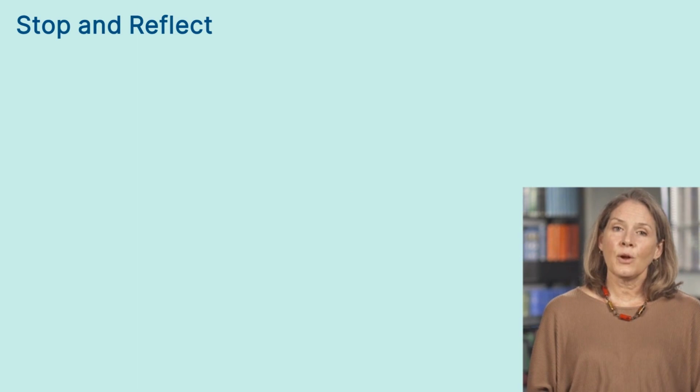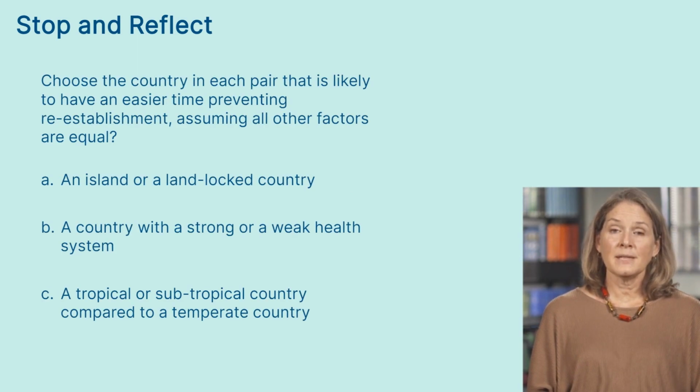Let's break into small groups for discussion. Please answer the question on the screen by selecting the country in each pair that is likely to have an easier time preventing reestablishment, assuming all other factors are equal. We will leave 15 minutes for debate and discussion and then reconvene in plenary for more discussion.